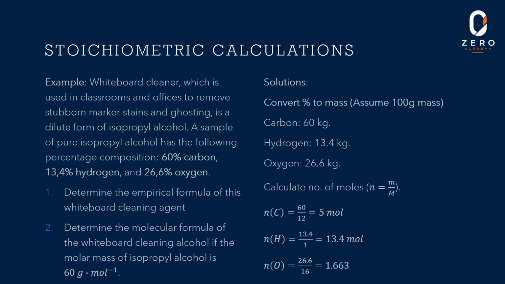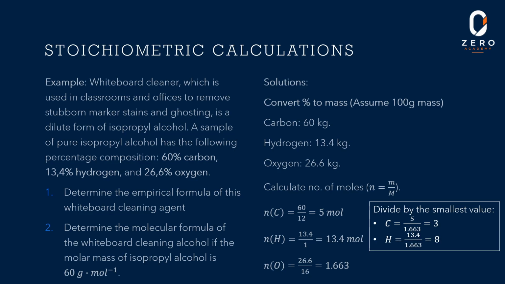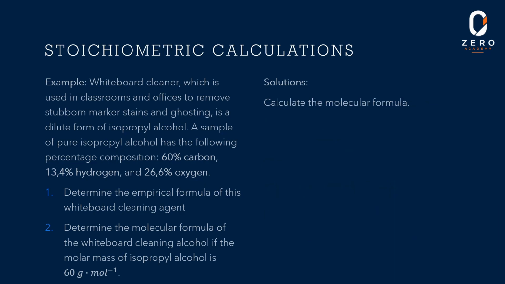Now, to find the empirical formula, we divide those numbers of moles by the smallest number of moles, which in this case is that of oxygen. Hence our empirical formula will consist of carbon, which is 5 over 1.663, the smallest number of moles, which is equal to 3. And that of hydrogen will be 13.4 divided by 1.663 again, which is 8. And finally, 1.663 divided by 1.663 for oxygen will remain 1. And hence the empirical formula of that whiteboard cleaner will become C3H8O.